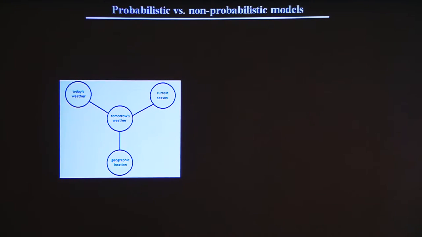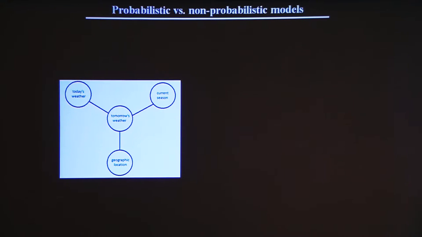So one question I've gotten a lot is probabilistic versus non-probabilistic models. And I think that, way back in the history of AI, like 50 years ago, most of AI was logic, right? And then there was a realization that logic doesn't capture a lot of phenomena we want to.